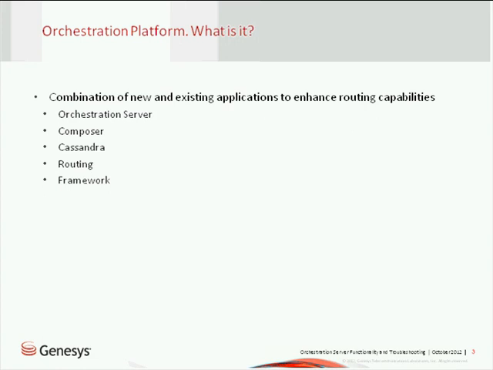The new components are going to be the orchestration server, and that's going to be the routing engine. We're also going to have the composer, and that's going to be the GUI component to design the logic. There's a Cassandra product, and that's going to be for persistence, and we'll talk about that one later. And existing components, just your standard routing components, so your router, your stat server, and your standard framework components. So config server, your T server.